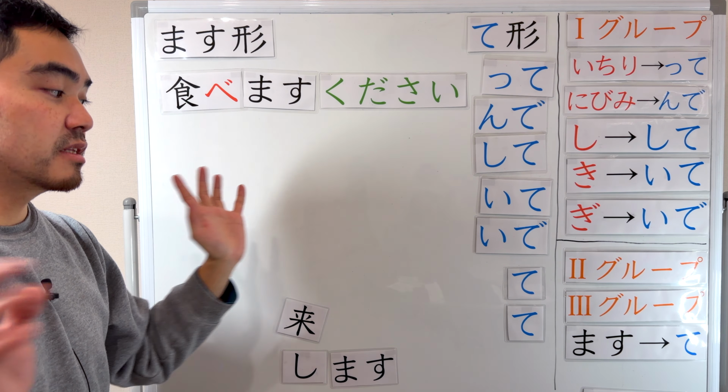So 食べてください. Please eat. I would like to say this. Also 見てください. Please see, or please look, or please watch. 見てください.